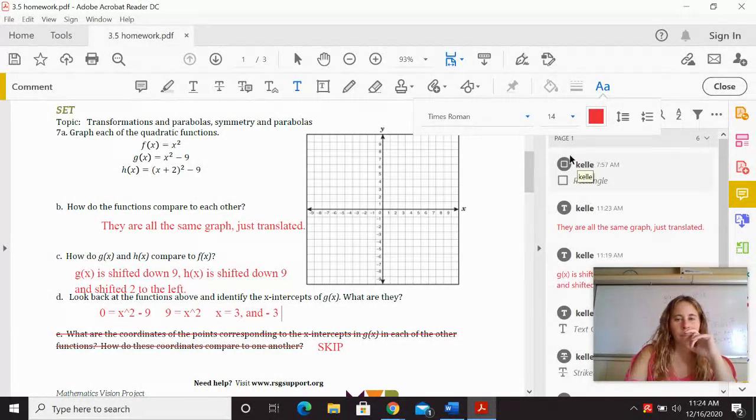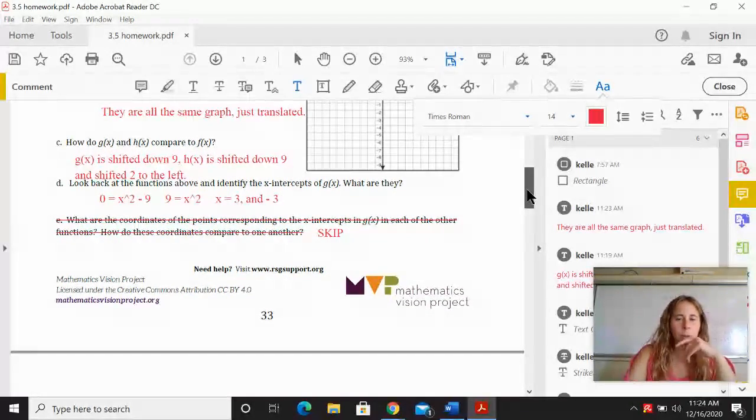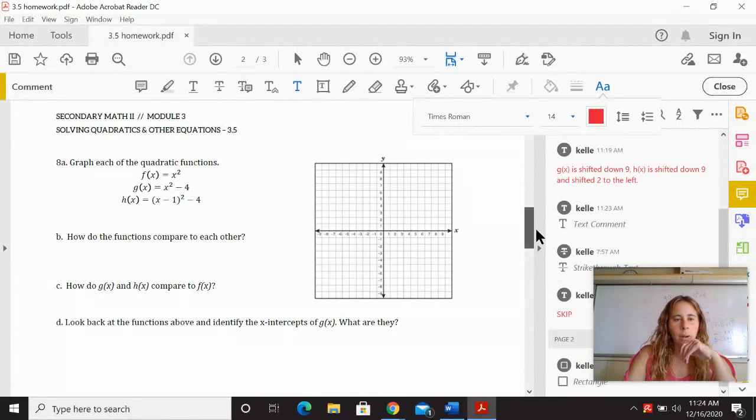Okay. But you could also just, I mean, yeah. So there are two ways to do it. You could also look at your graph. So number 8, you're doing the same thing.